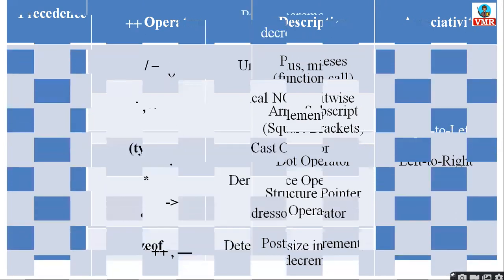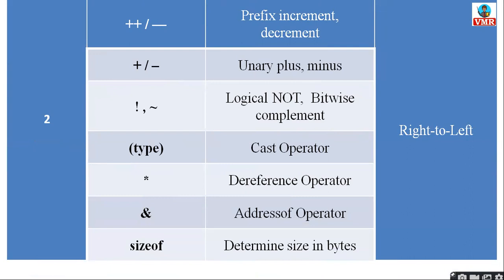Then the second priority values are prefix increment and decrement, unary plus or minus, logical not, bitwise complement, type cast operator, dereference, which is the pointer operator we just mentioned, the address-of operator, and the sizeof operator. All these belong to the second precedence. So the first was on the previous slide, and the second precedence values are all these operators.